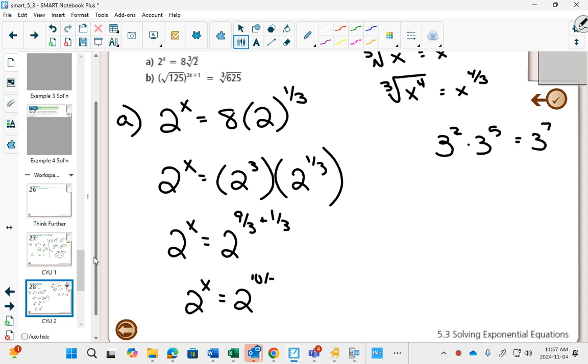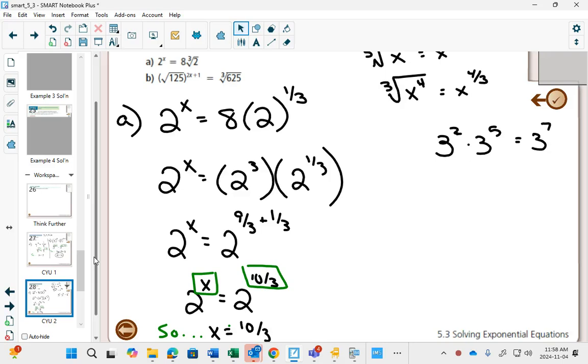So I finally get to this point where I have the same base on both sides. And if the bases are the same, then I know that these exponents have to be the same. So x has to equal 10/3. What exponent rules from grade 9, 10, and 11 did we remember here? We had to remember how to change radicals to exponents. We had to remember our exponent law for multiplying. If the bases are the same, then you add the exponents.